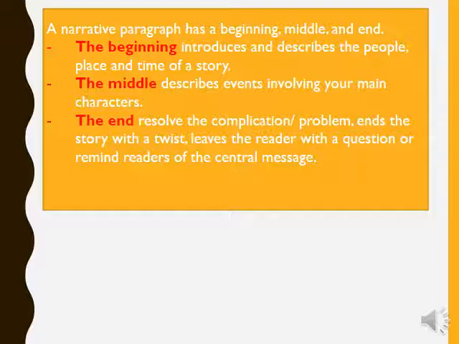What is the end? The end resolves the complication or the problem, ends the story with a twist, leaves the reader with a question, or reminds readers of the central message. So this is the end of the paragraph. The story might end in many different ways. It might end by resolving the complication or the problem, or leaving the reader with a twist or with a question, or reminding the readers of the central message that the story wants the readers to learn.